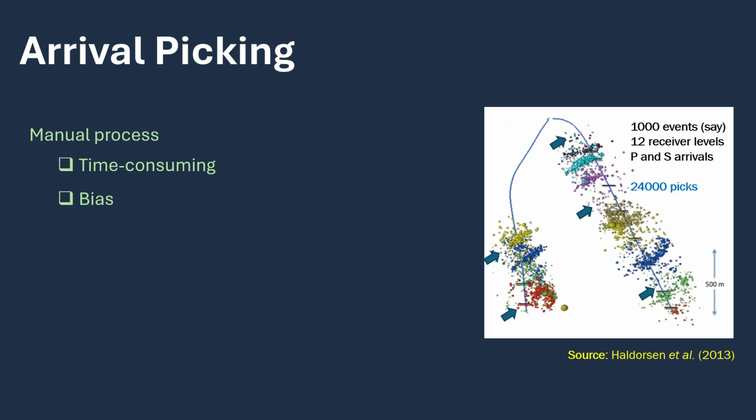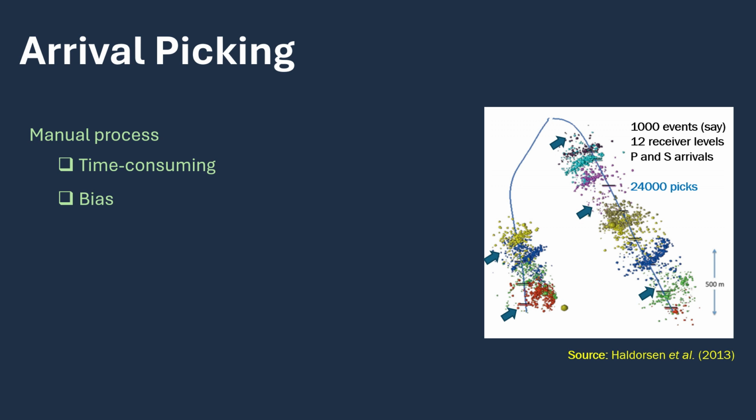And when the projects get bigger, multiple analysts pick arrival times, which makes ensuring consistent picking more difficult. Therefore, auto pickers are typically used as they are fast and are less affected by the subjectivity bias.